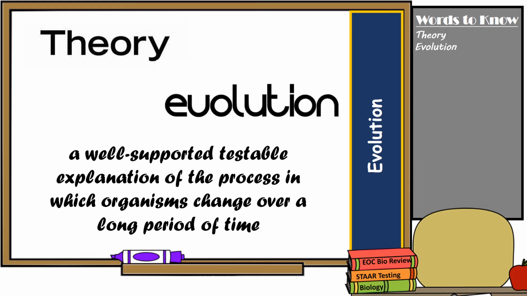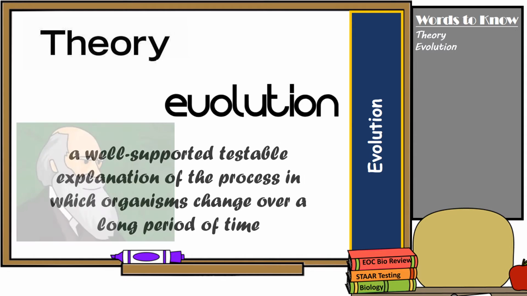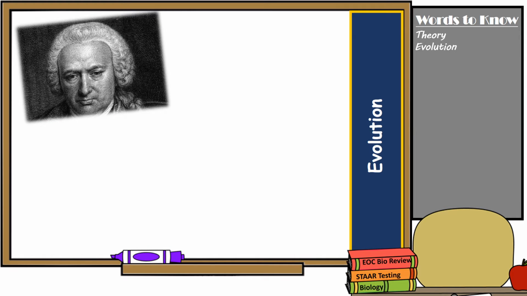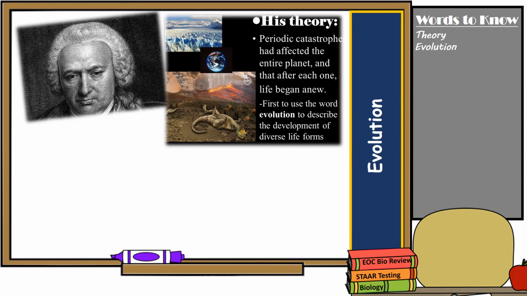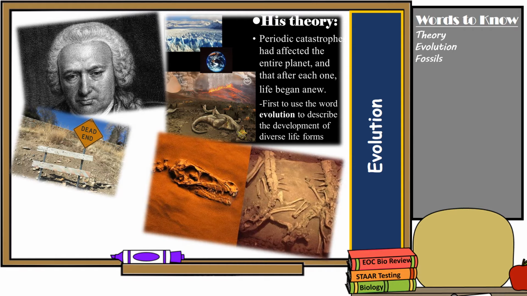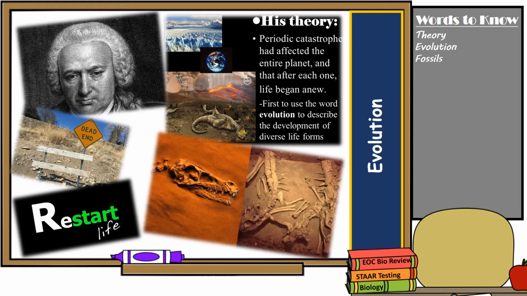Now, the theory of evolution is greatly associated with Charles Darwin's observations, as well as those of other scientists such as Bonnet, Lamarck, Malthus, and many others. Bonnet, for instance, while studying fossils, developed a hypothesis which stated that the Earth was subjected to periodic catastrophes that affected the entire planet by killing all living things. He believed that fossils were the remains of those now dead life forms. He also believed that following each catastrophe, new life forms would emerge, and that all of these new life forms were slight improvements of earlier life forms, which were the result of evolution.